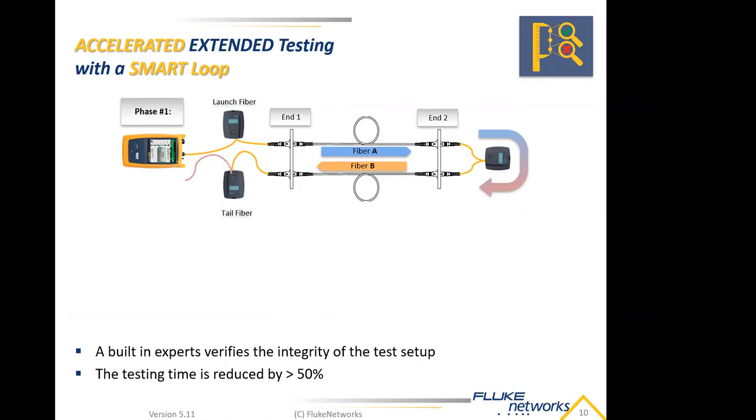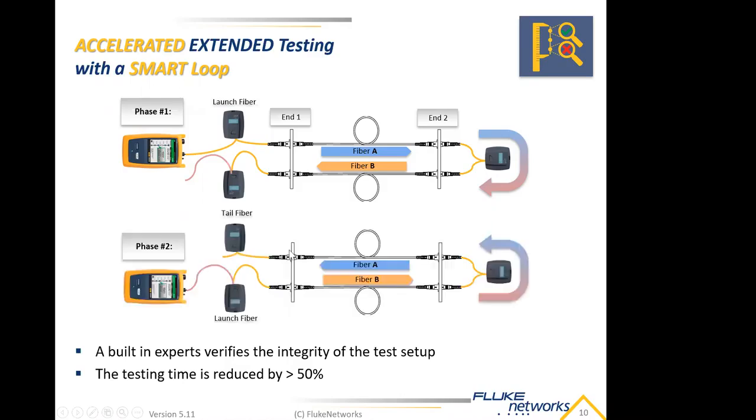So the first phase of testing is that we test down what is determined as fiber A here, so let's call it the transmit fiber, through the launch fiber into fiber A, to the far end where there is a smart loop, which is another launch fiber, which directs the light back down fiber B, which is the RX fiber from the near end, to the tail fiber, and we get one measurement in that direction.